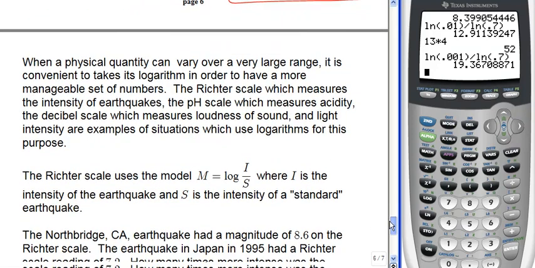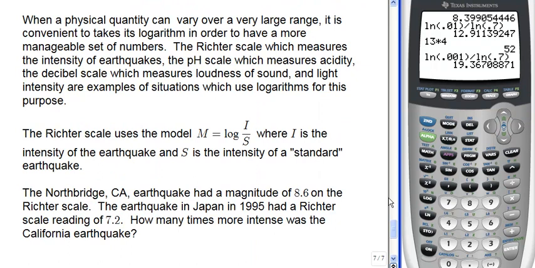All right, the last example and application that we're going to talk about is something that you've probably heard about, things like the Richter scale that is used to measure the intensity of an earthquake. A lot of times when a physical quantity can vary over a very large range, from very small numbers up to very large numbers, it's more convenient to take the logarithm of those values so that that range is narrowed down, so we're not talking about such a huge range of values. And it gives us a much more manageable set of numbers to deal with.